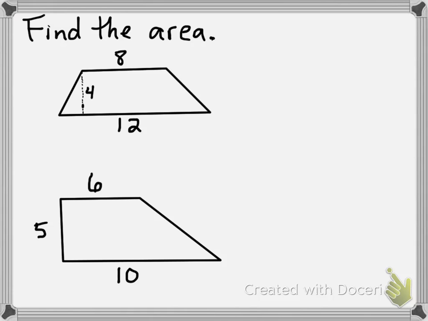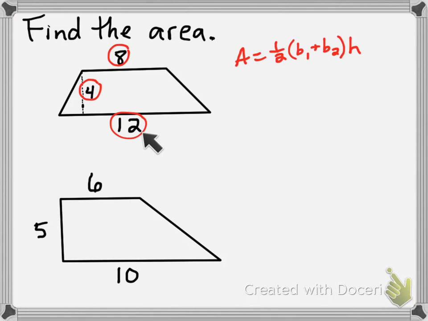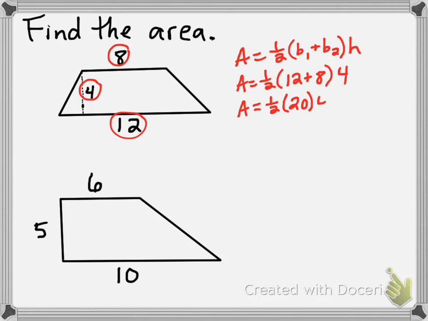Alright, so for the first one, again, I just need to know the formula to start with. I have the area equals 1/2 B1 plus B2 times height. Okay, so my B1 is 12, B2 is 8, and my height is 4. So I've got area equals 1/2 of 12 plus 8 times 4. Okay, so that gives me 1/2 of 20 times 4.